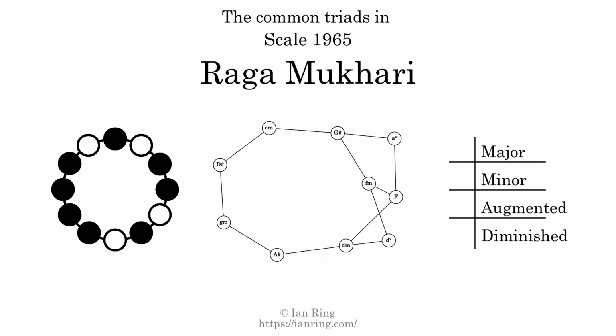011110101101. Here are the common triads present in this scale. The diagram in the center is a graph of parsimonious voice leading between triads. There are 4 major triads. There are 4 minor triads. There are no augmented triads. There are 2 diminished triads. Here is a Hamiltonian path of parsimonious voice leading that uses all the triads.